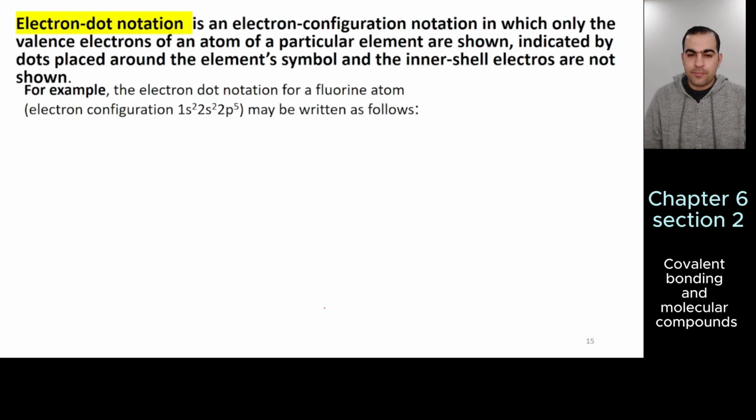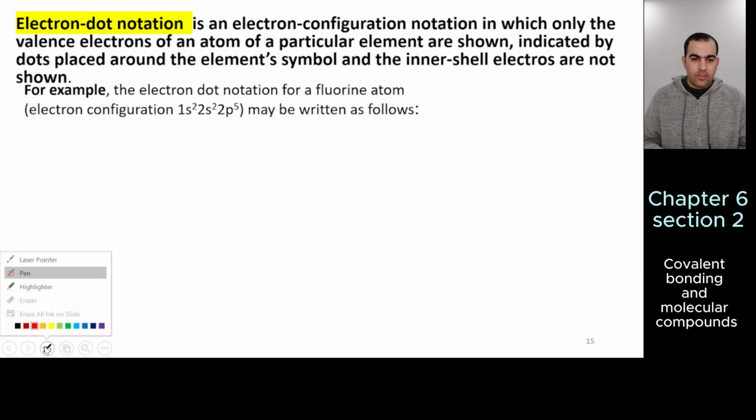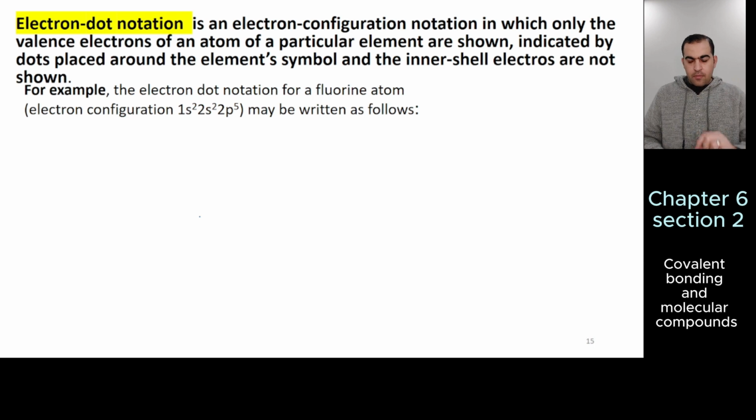Electron dot notation is an electron configuration notation in which only the valence electrons of an atom of a particular element are shown, indicated by dots placed around the element symbol, and the inner shell electrons are not shown. Electron dot notation is easy. We're just going to show the valence electrons of an atom, by dots placed around the element symbol.